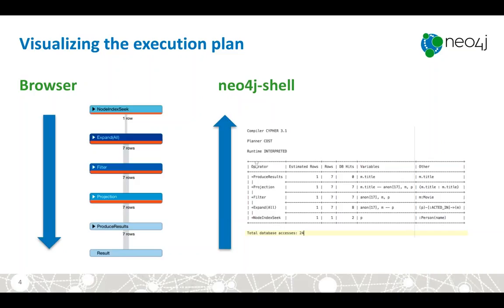There's also the Neo4j shell where you can execute this profile and get back a text-based response. This is also very helpful. It's all of the same content. It's just not being displayed in a visual manner. But this is read from the bottom to the top. So it's the same content. It's just read in a different direction.